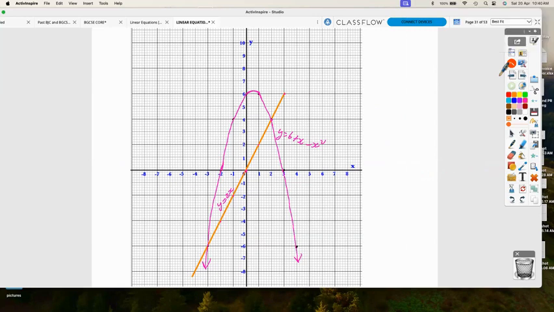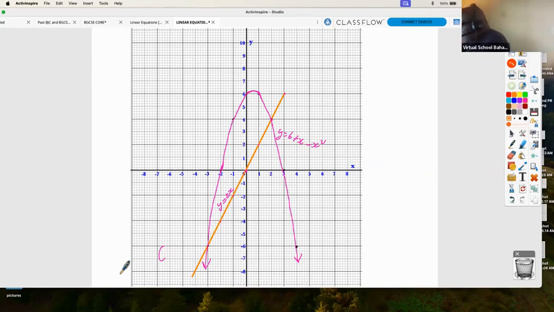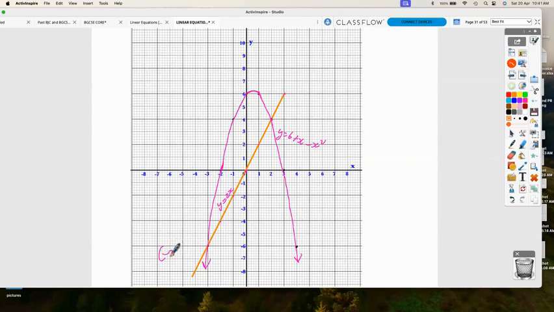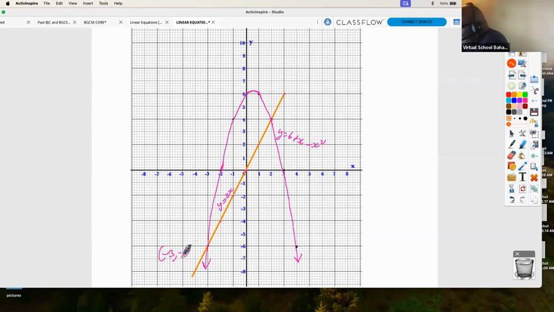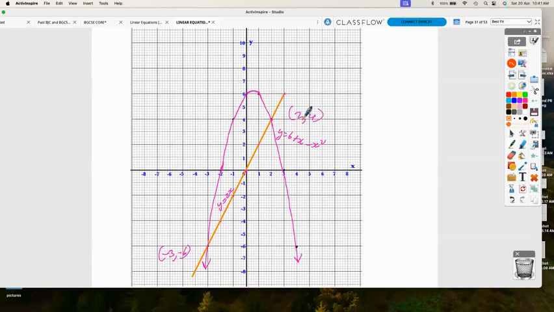All right, let's do this point first. What is this point? Negative 3, negative 6. Negative 3, comma, negative 6. What is this point? 2, comma, 4. So you know how to get your points, right? Yes, sir.